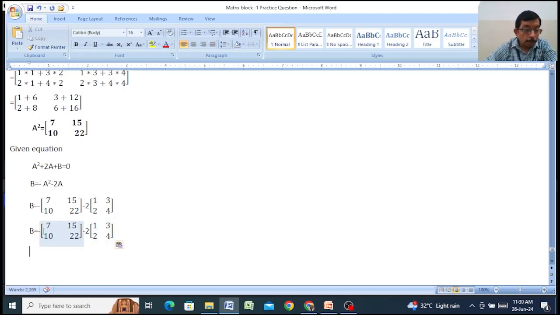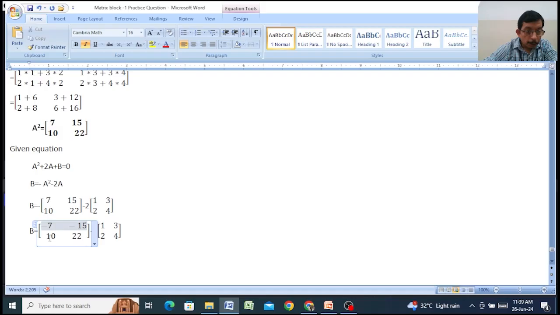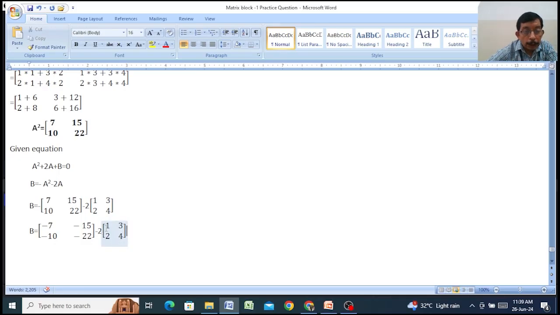First we multiply each element of the given matrix. Then minus 7, minus 15, minus 10, minus 22, and minus 2 is scalar multiplication by each element, then 1 multiplied by 2.